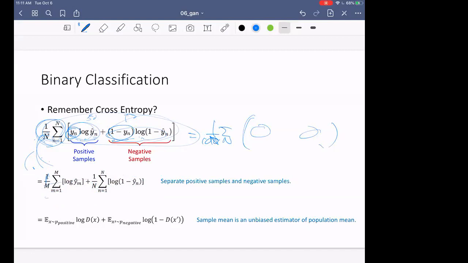Let me just erase that. Instead of 1 over n, it should be sum over, so let's say there's p positive cases, log y hat i, plus sum over n negative cases. I'm going to use maybe the same index here, log 1 over y i hat here, like this. So yeah, this should be the correct form here.